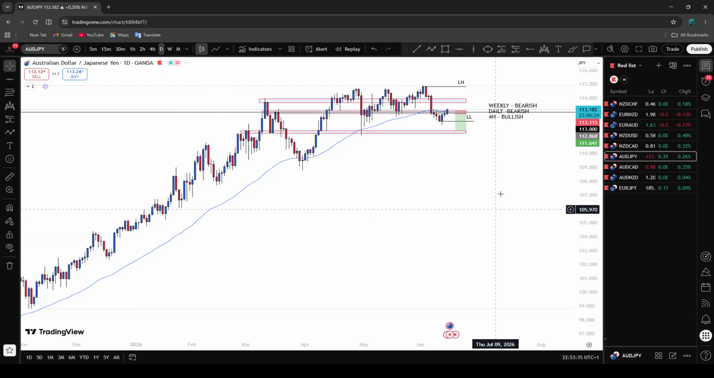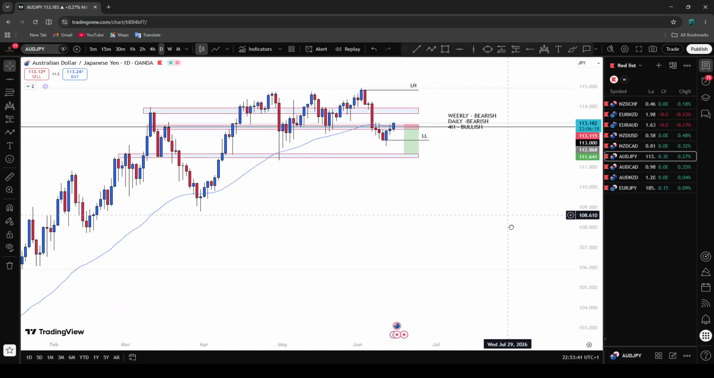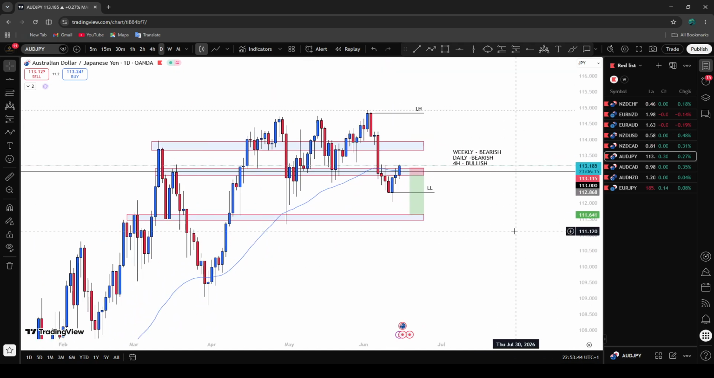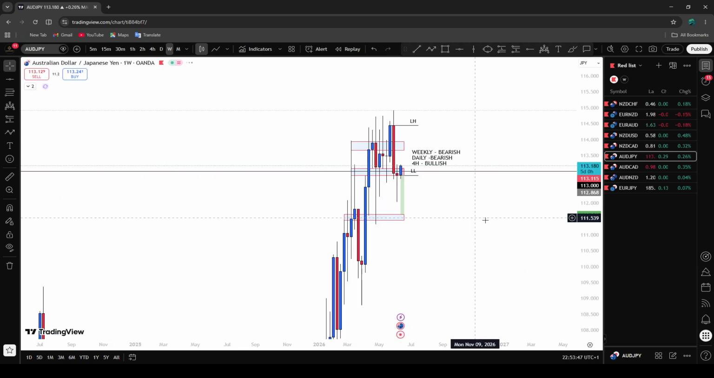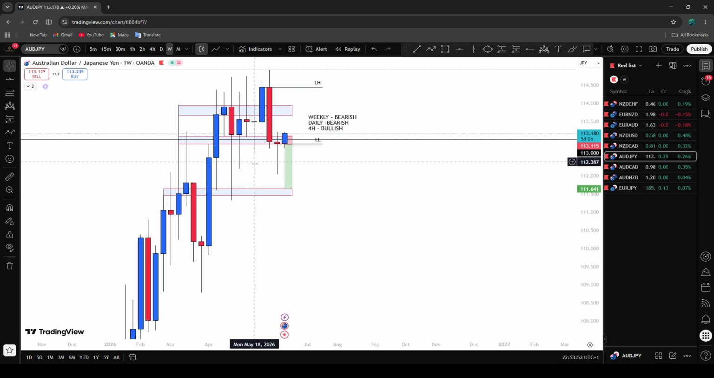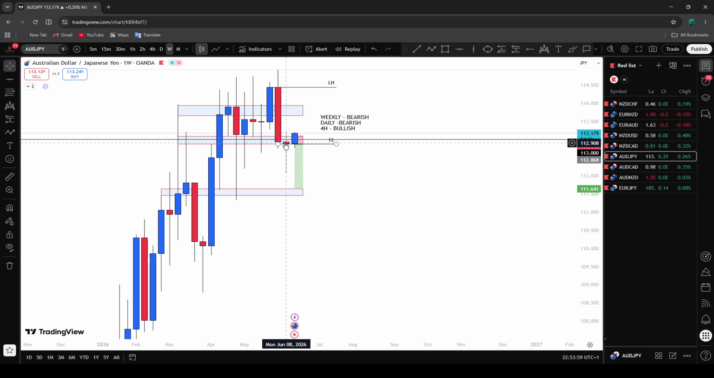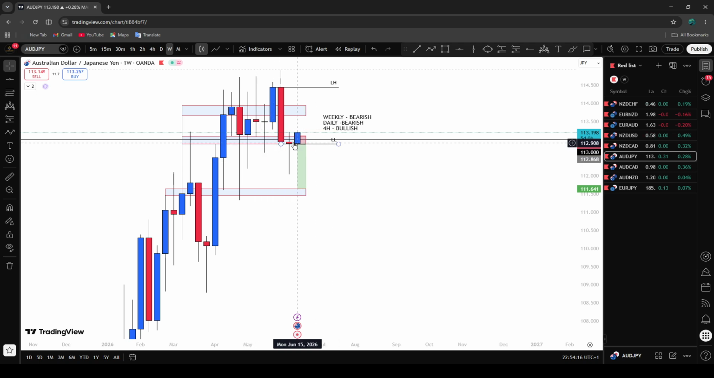AUD-JPY. So AUD-JPY is looking good. The trade is looking good. If you check, the weekly time frame is bearish. And last week created a hammer, more like a doji or pin bar. Not a doji, more like a pin bar, more like a bearish pin bar. So what I'll be looking out for is for this week to fill this candle.